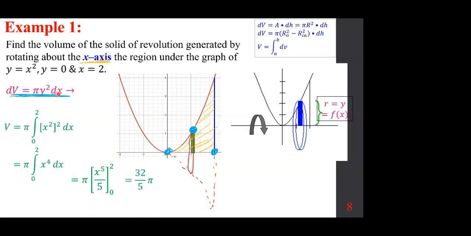So all you have to do, figure this out, class. So if you're looking at the method of disk, I would write dv is pi r squared. Don't write y squared, write r squared, okay, class, write r squared, dh. dh becomes dx or dy. Or you have to figure out what r is.